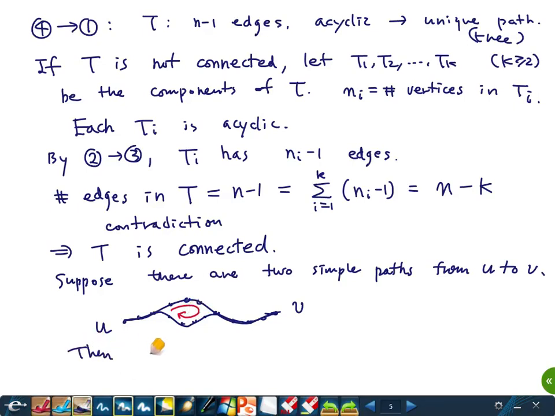This is going to be a cycle. Then we obtain a cycle from this. Contradiction, because we assumed that the graph is acyclic. Therefore, there is a unique simple path for any vertices u to v. And that's it. There is a unique simple path for every 2 vertices. That means it's a tree. Is this okay?